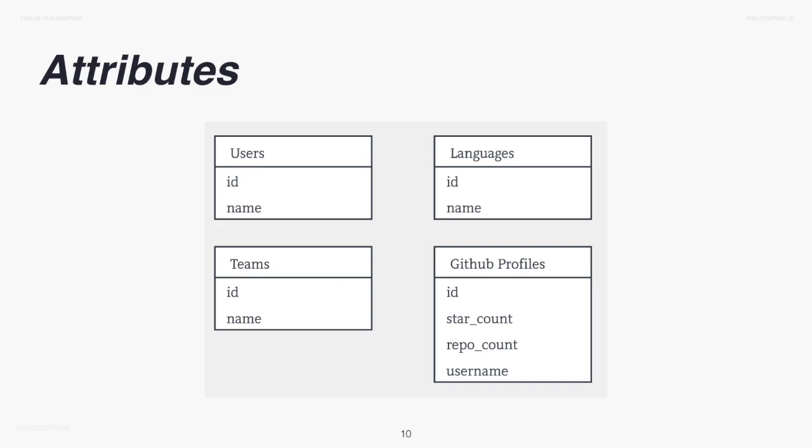So for my demo app, I know I need a users table, and I'm going to just save the name. I'm going to have a languages table, also a name. Teams also have a name. And for the GitHub profiles, I want to keep track of stuff like number of repos they have, number of stars they have, and the username. For your apps, this will depend on what you're building. For your users table, you might have tons of stuff like first name, last name, address, credit card number, whatever. So it will all depend on your app.